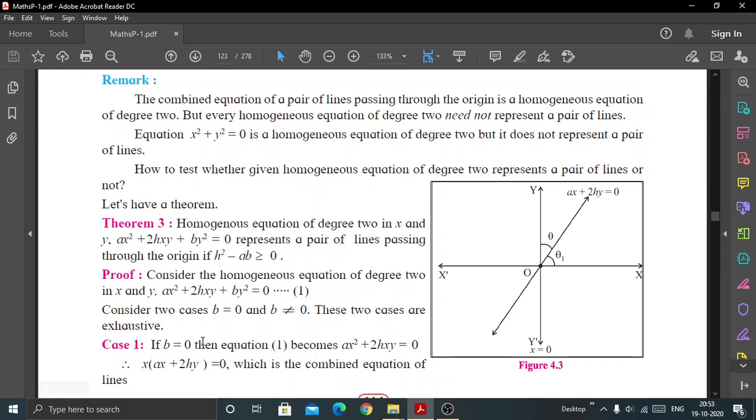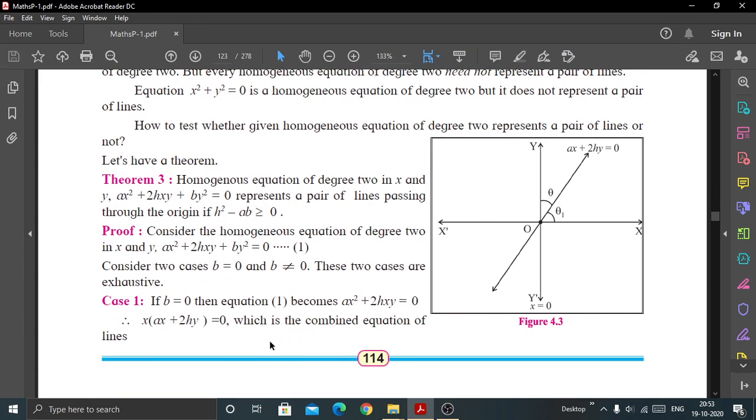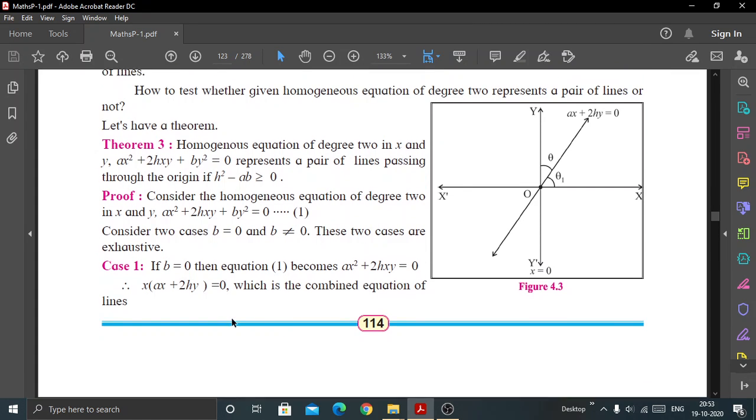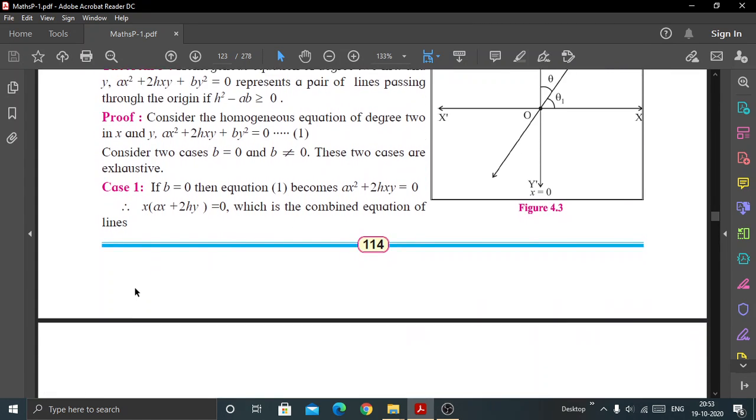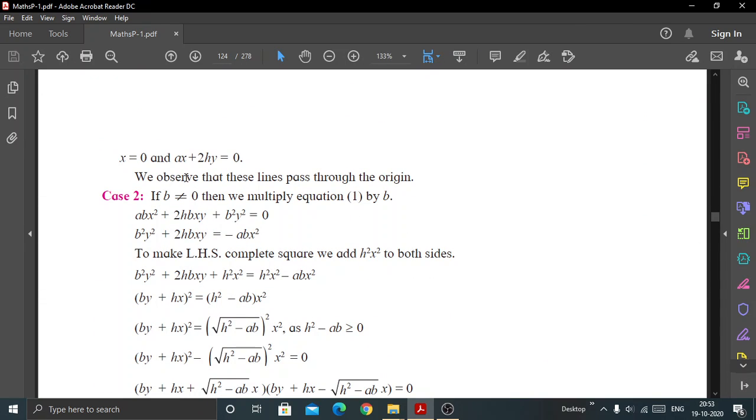Consider case first, that is if b = 0. Now put b = 0 in equation first. It becomes ax² + 2hxy = 0. Therefore, taking x as common, we get x(ax + 2hy) = 0, which is the combined equation of lines. We can write this equation as x = 0 and ax + 2hy = 0. We observe that these lines pass through the origin.